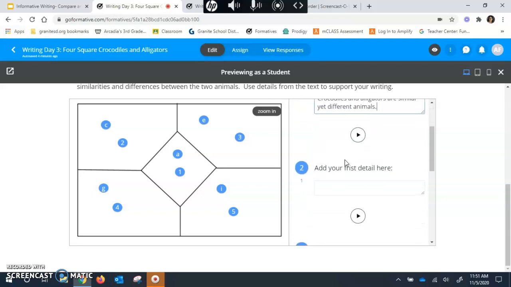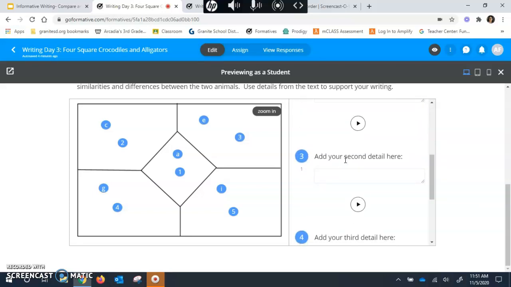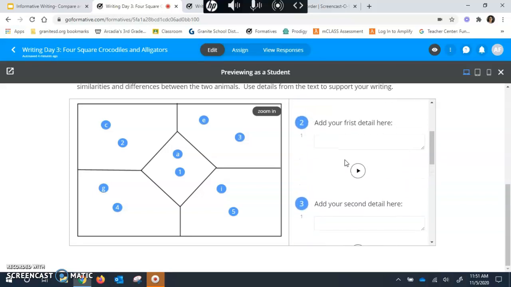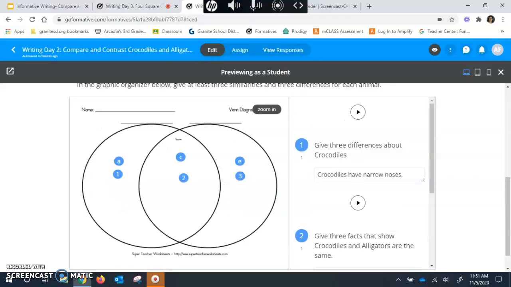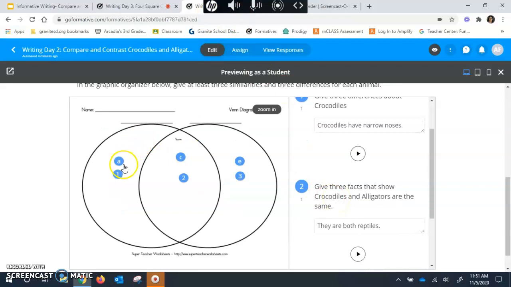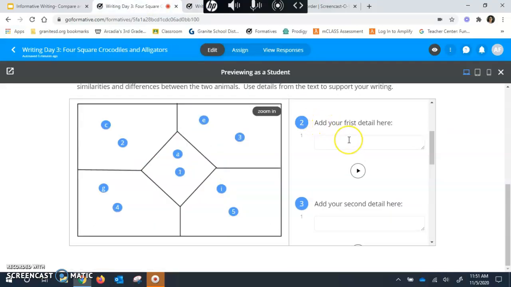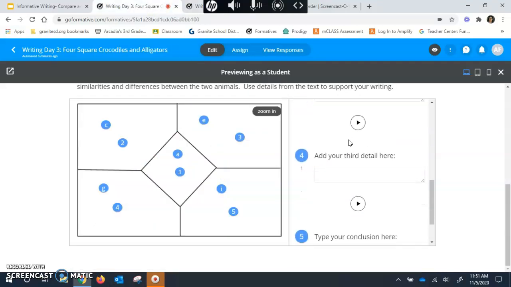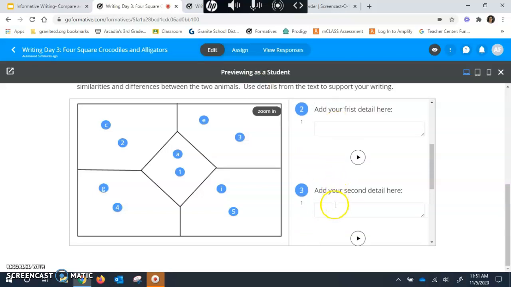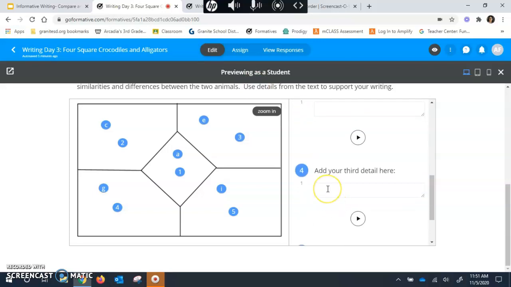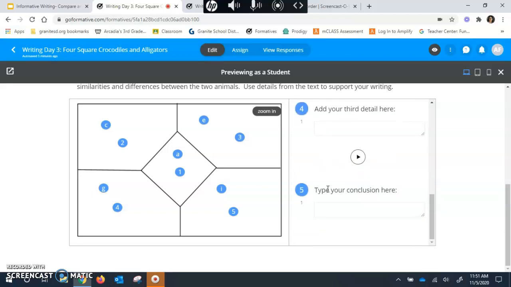Then for 2, 3, and 4, your details here are going to be from your Venn diagram. So my suggestion would be take one from the crocodiles, one from the alligators, and one of the similarities and put them into 2, 3, and 4. So you could give a difference in number 2, a difference in number 3, and then a similarity in number 4. You just have to give me one if you would like. You can give me more if you would like, is what I meant to say.